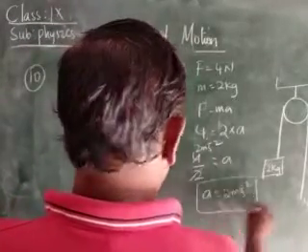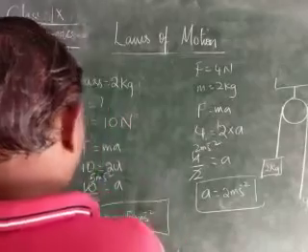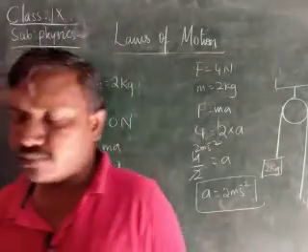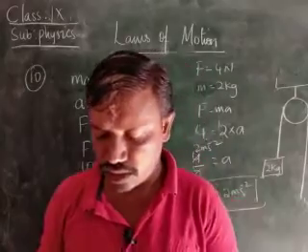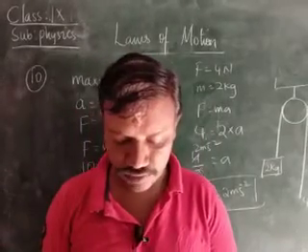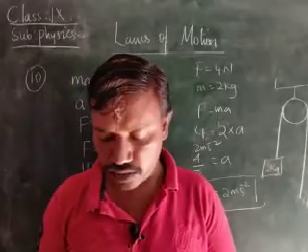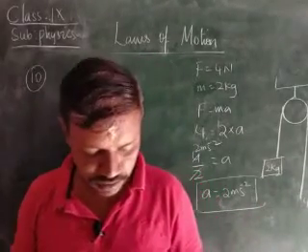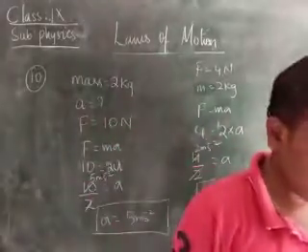Okay, children. Here in the first case, for the first figure, acceleration is 5 meter per second square, whereas for the second one it is 2 meter per second square, children. Okay, right. Next, 11th problem we'll do afterwards, children, and here we go with 12th problem.